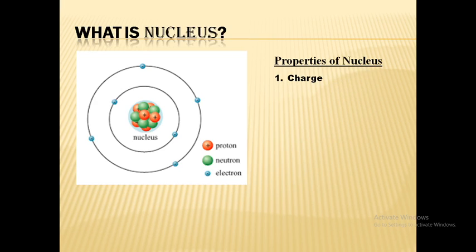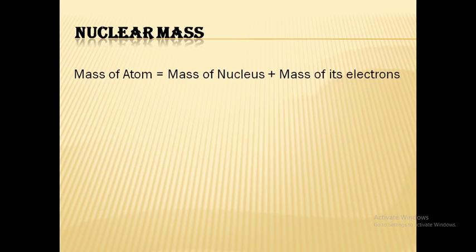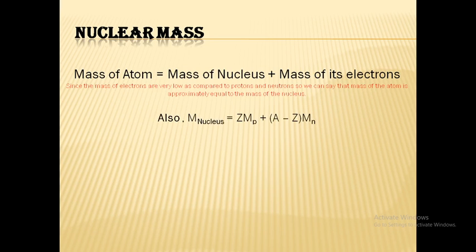The second property of nucleus is the nuclear mass. The mass of an atom is given by the mass of nucleus plus mass of the electrons in it. Since the mass of electrons is very low as compared to protons and neutrons, we can say that mass of an atom is approximately equal to the mass of nucleus. So we can write m nucleus, that is mass of nucleus, is equal to Z mp plus A minus Z mn, where mp and mn are the mass of proton and neutron.